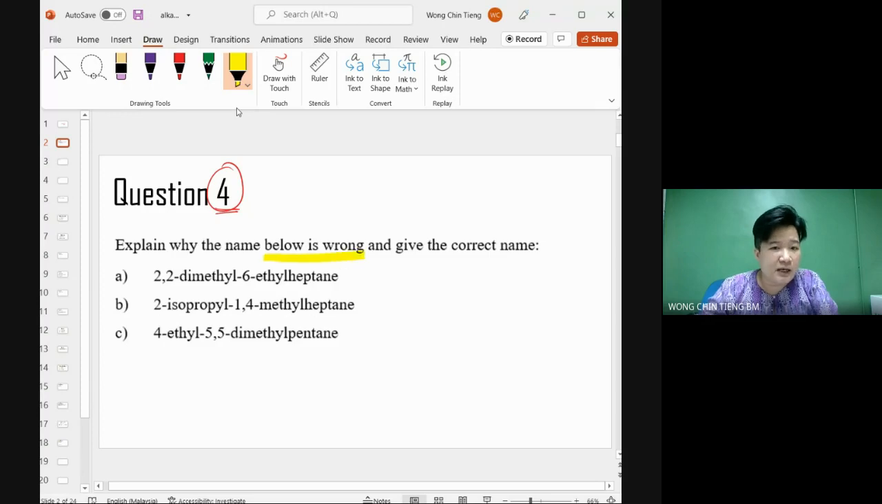Dia dah bagi tahu nama kat bawah adalah salah, and what you need to do is give the correct name and explain. In this type of question, we are going to test everything. We are going to test the drawing. How do you draw the name? We are going to test the correct naming procedure. How do you give the correct name? And also you need to explain why the name that is given is wrong, but the one that you give is correct. Okay, so let's try.